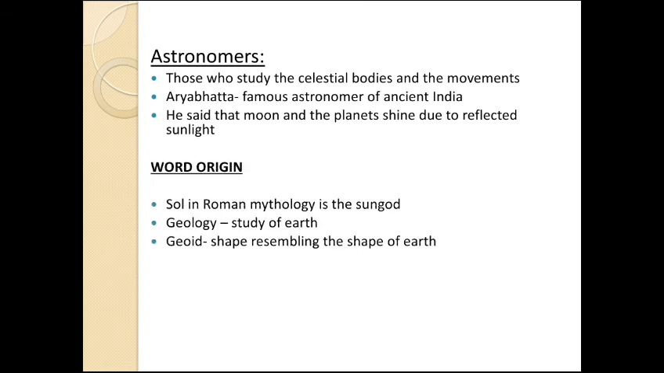Then we can study some word origins. The word solar comes from the word sol, which in Roman mythology is known as the sun god. And geology means the study of earth. Geoid is the shape resembling the shape of the earth. Actually the earth, the planet, is in the shape of a geoid, meaning a shape resembling the shape of the earth. You will study about earth in the next part.